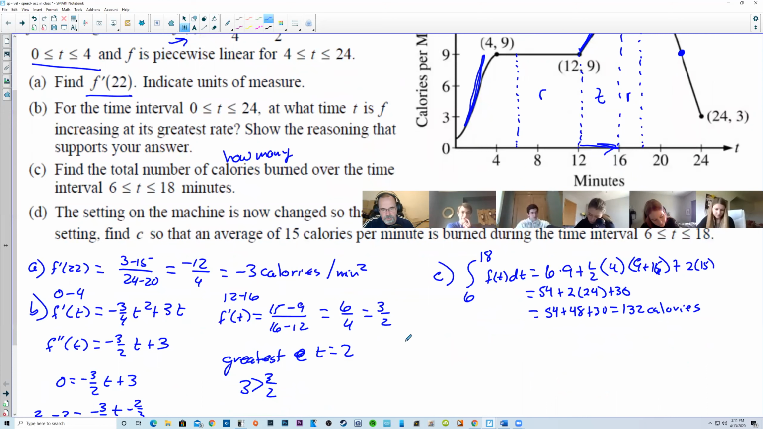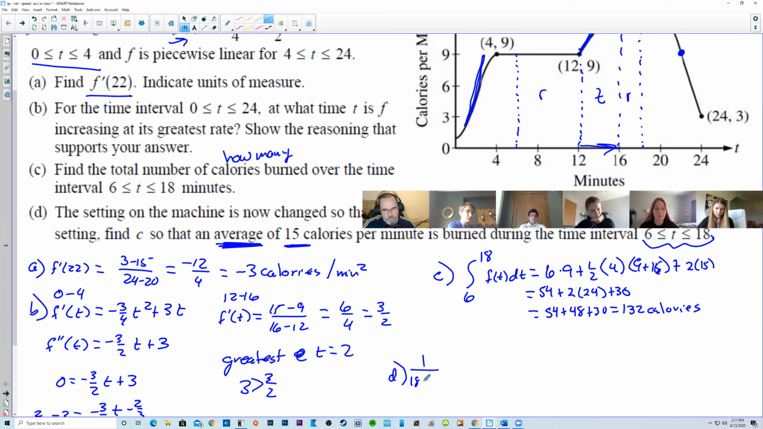That was letter C. Letter D, it's kind of the tricky one. The setting on the machine is now changed so that the person burns f of t plus c. Now instead of all this being the function, this is the function right here, calories per minute. For this setting, find c so that the average of 15 calories per minute is burned during the time interval 6 to 18. Well, here's the clue on how to do this. Average value of a function needs to be 15. And we're going from 6 to 18.